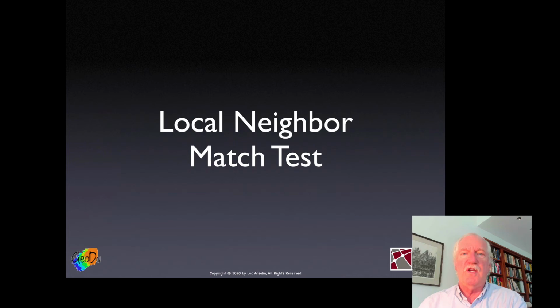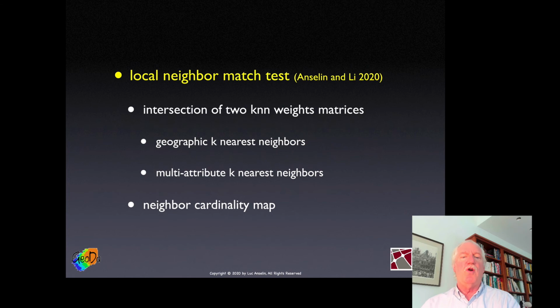The other approach is actually much simpler in spirit. And this is the local neighbor match test. It's something I've been thinking about for a long time, but then I finally wrote it up this year. The idea is exactly what I've been saying over and over again, matching neighbors in attribute space with neighbors in geographic space. And the way we do this is by using the concept of K nearest neighbors and finding out for each location what are the K nearest neighbors in geographic space. We know how to do that.